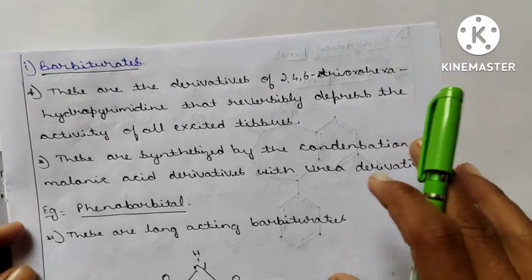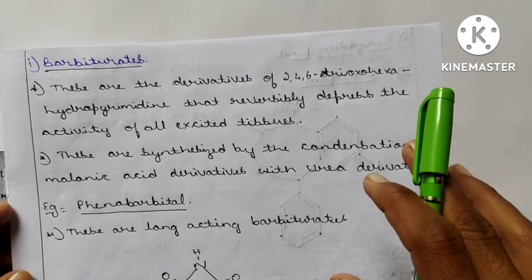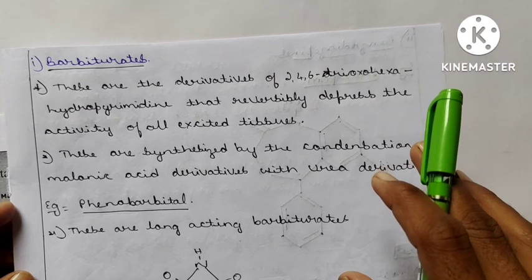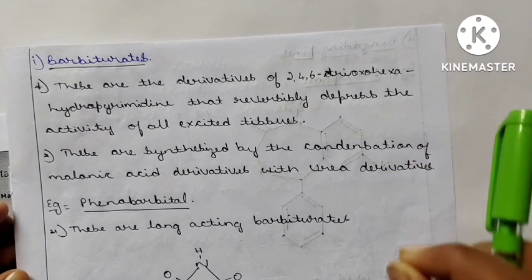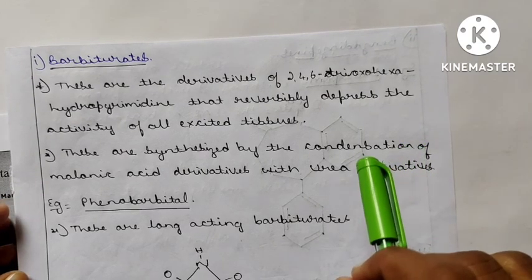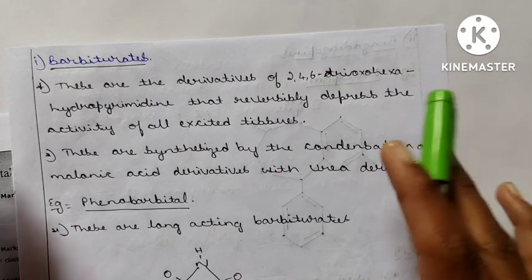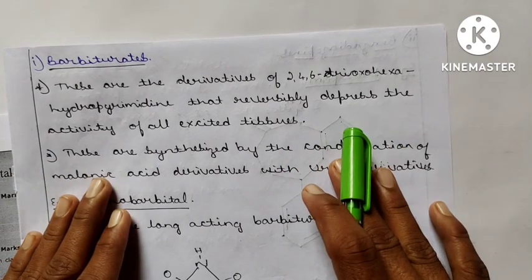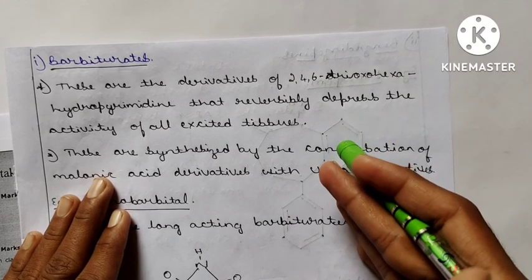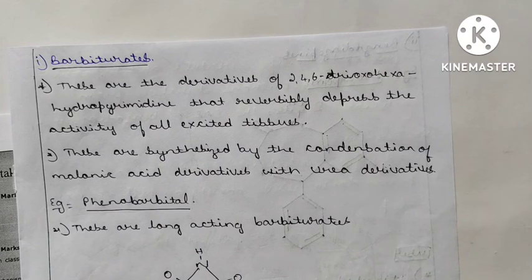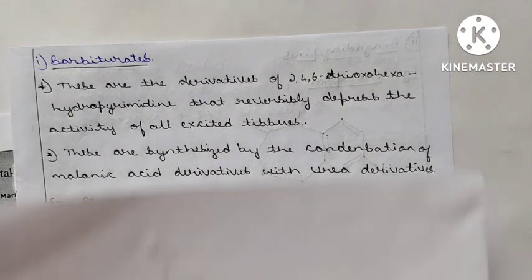These are the derivatives of 2,4,6-trioxohexahydropyrimidine that reversibly depress the activity of all excitable tissues. Basically, the excitement of the tissues will be controlled or inhibited by these barbiturates.